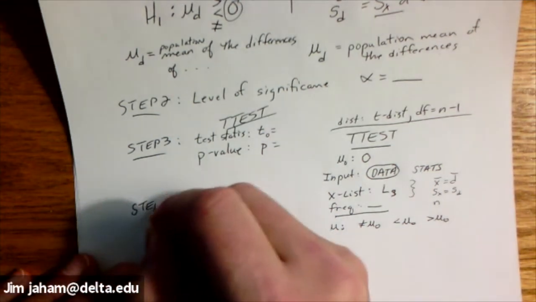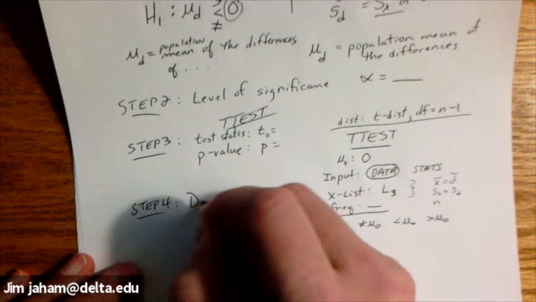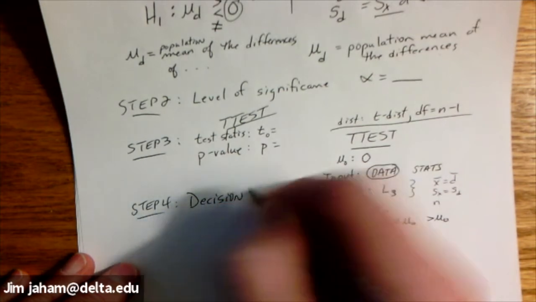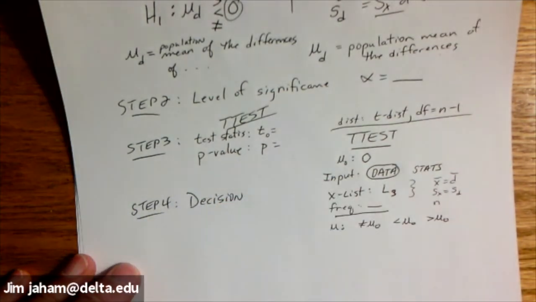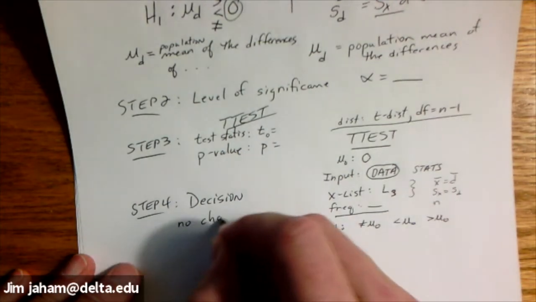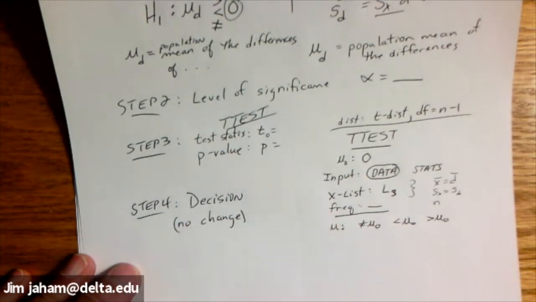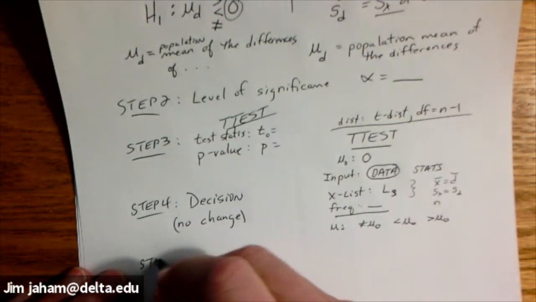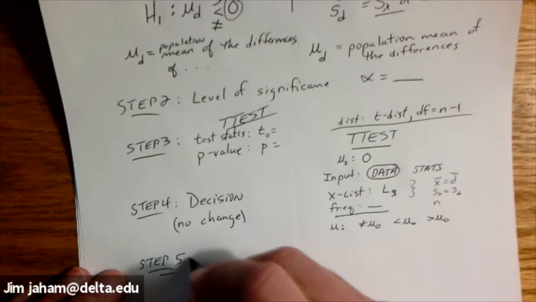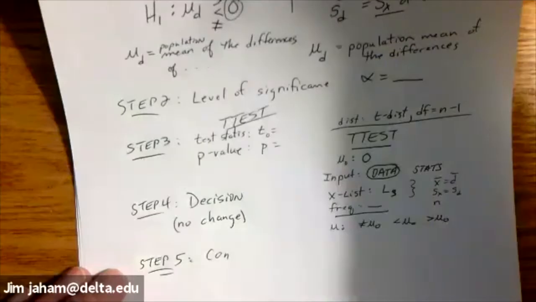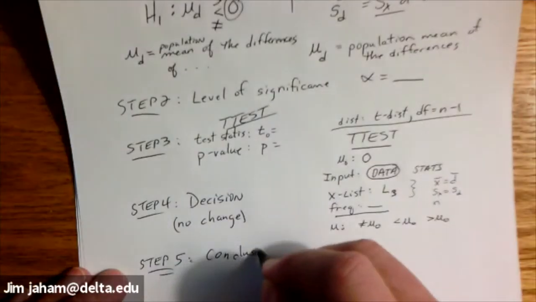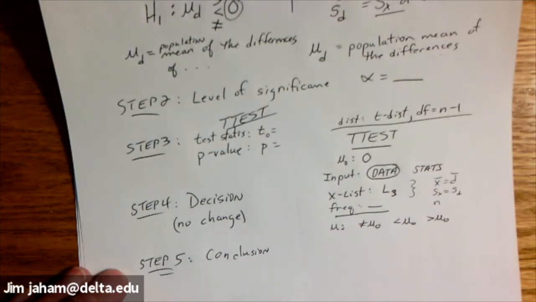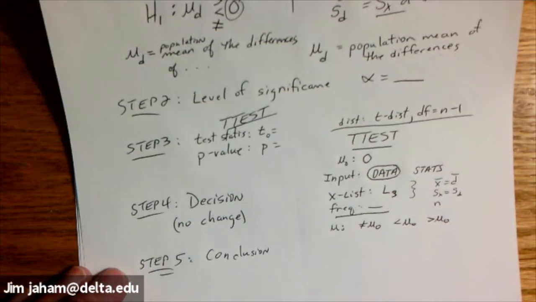Okay, so step 4 is to make the decision. There's no change there. You can use the p-value approach. You can use the classical approach. So I'm not going to specify that here. And then step 5 is also no change. The conclusion. Interpreting the decision. There is evidence to support the claim that. There's no evidence to support the claim that, or so on.